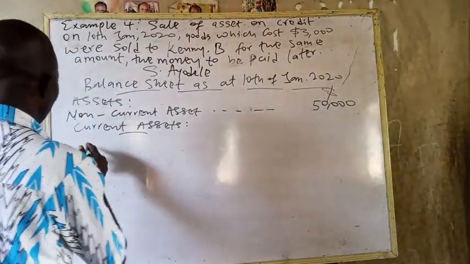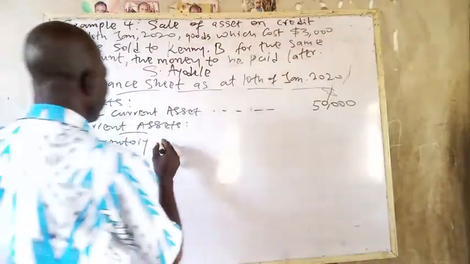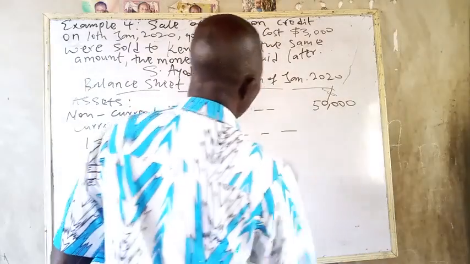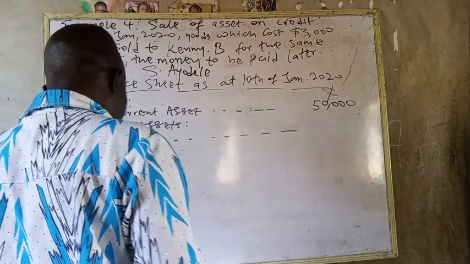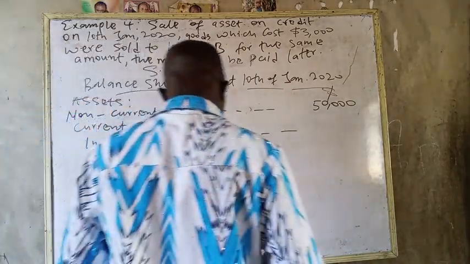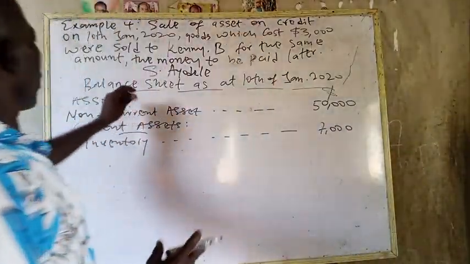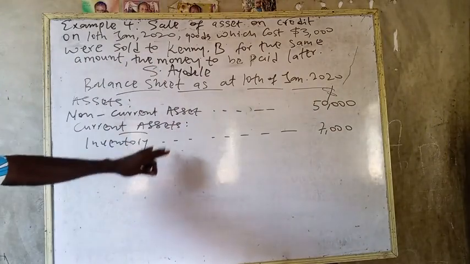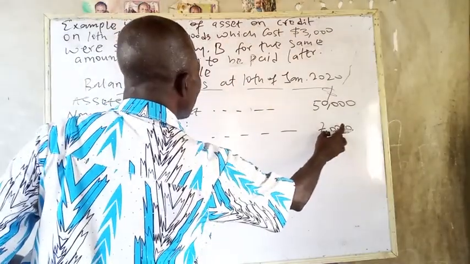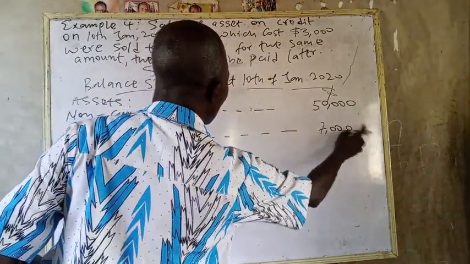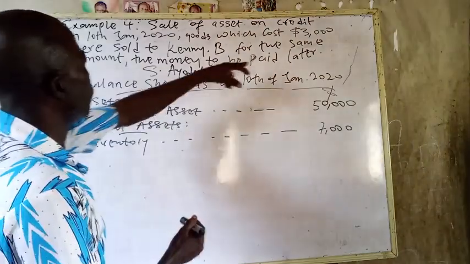We start with inventory. Our inventory before is 10,000, but part of it is sold out. It's going to remain 7,000. So it affects the asset, and which asset? Under the current assets. Because you sold from 10,000, you sold 3,000 out. So the 3,000 that we sold out, what do you call it now? But we did not receive the money. It's said to be paid later.